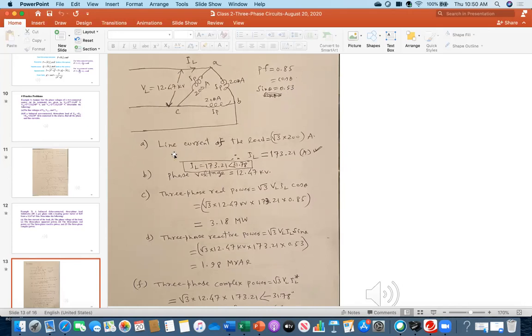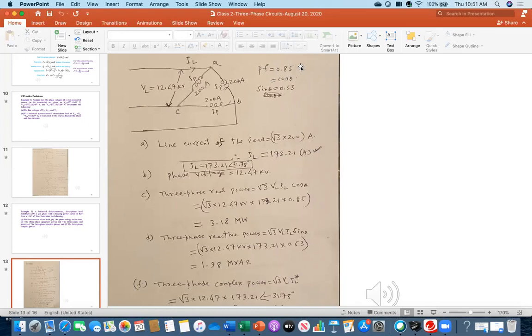Now the first question was find out the line current of the load. So therefore, everybody see, this is the phase current, 200 ampere. This is across the coil. But you are asked here for the line. So now I want to apply those rules that we have learned, that in case of delta connection, line current is √3 times the phase current. So that's why 200 multiplied by √3. Directly I am doing that. So that gave me 173.1 ampere.